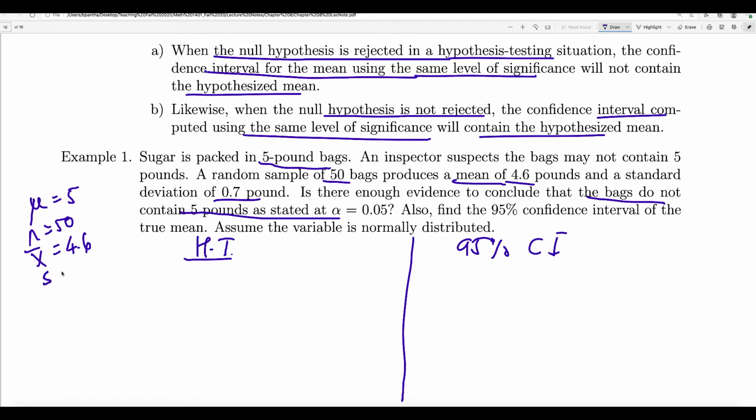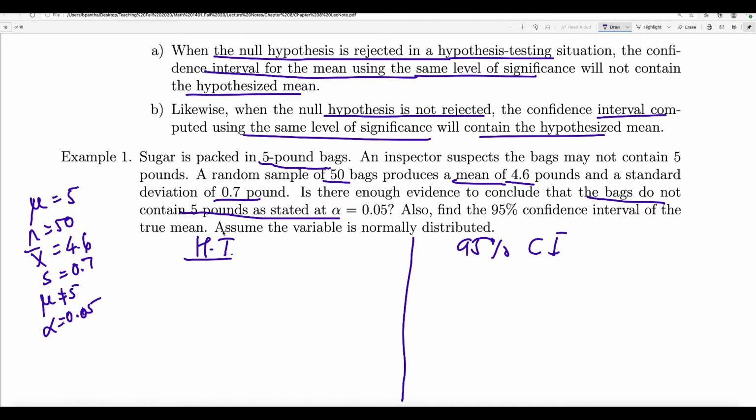Standard deviation is sample standard deviation, so we denote it by s, because it is talking about the sample mean and sample standard deviation. So is there enough evidence to conclude that the bags do not contain 5 pounds as stated? So mu not equal to 5 is the alternative hypothesis, right? Okay. And then alpha is 0.05. Okay, and then also use 95% confidence. We will do the 95% confidence interval separately here.